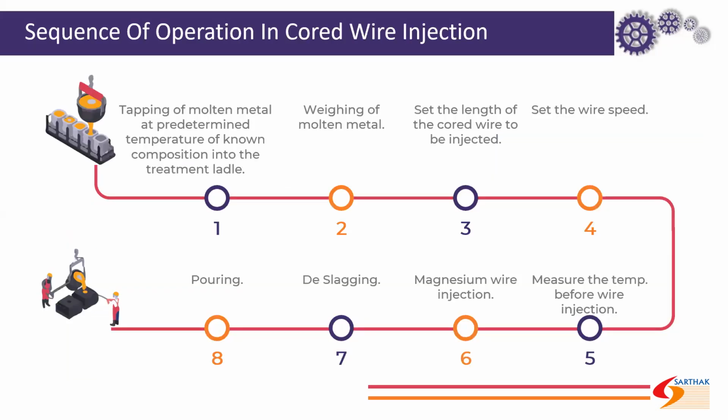The sequence of operations is very easy, like your sandwich treatment. Tap the molten metal of known composition at a predetermined temperature into the treatment ladle, then weigh the molten metal, set the length of the cored wire to be injected, set the wire speed, and measure the temperature before injection. Then magnesium wire injection takes place, then deslagging, and the metal is handed over for transfer to the pouring ladle and then pouring.